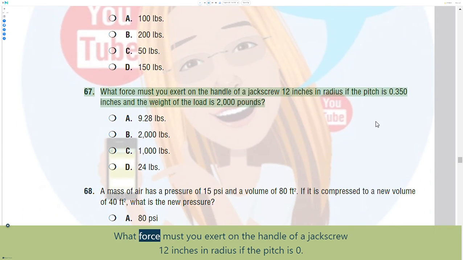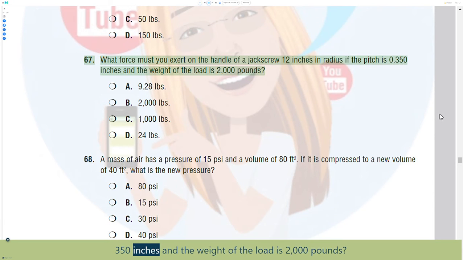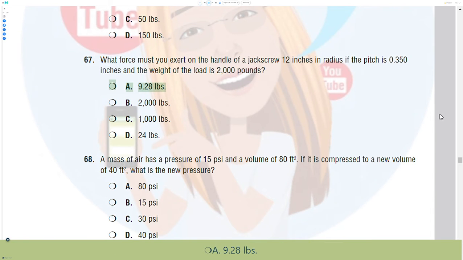67. What force must you exert on the handle of a jackscrew 12 inches in radius if the pitch is 0.350 inches, and the weight of the load is 2,000 pounds? A. 9.28 pounds. B. 2,000 pounds. C. 1,000 pounds. D. 24 pounds.